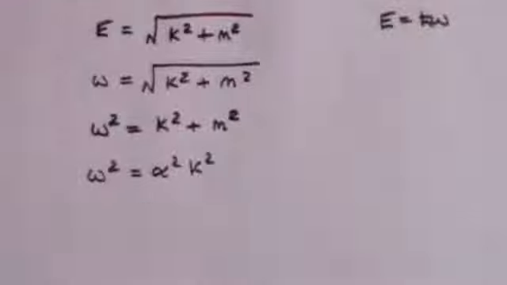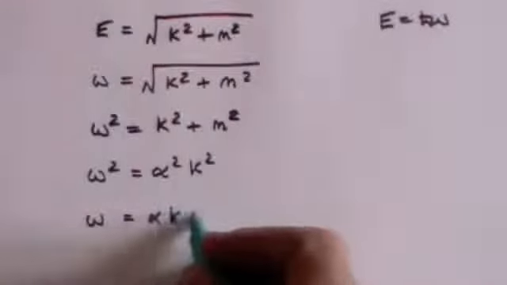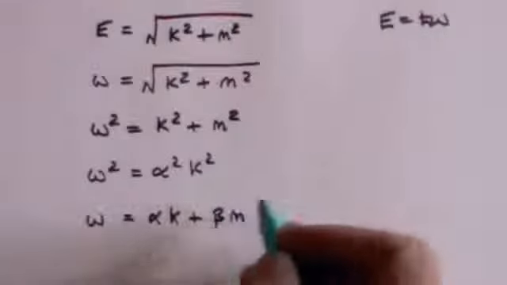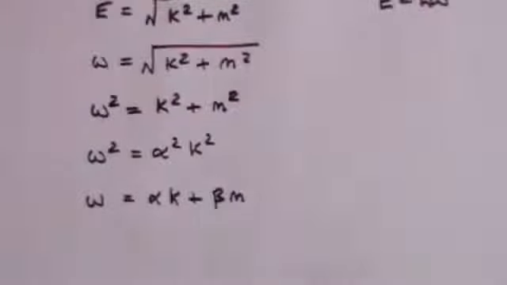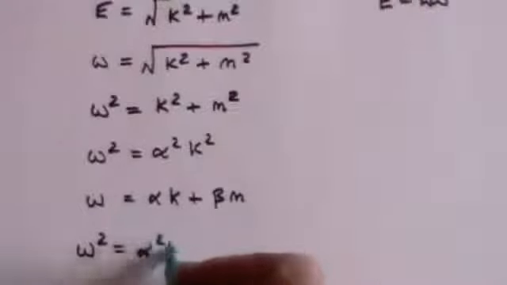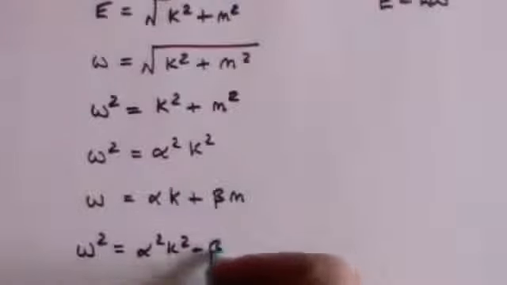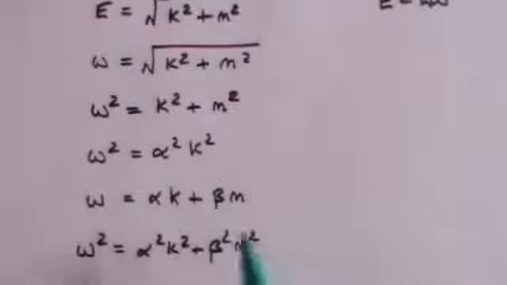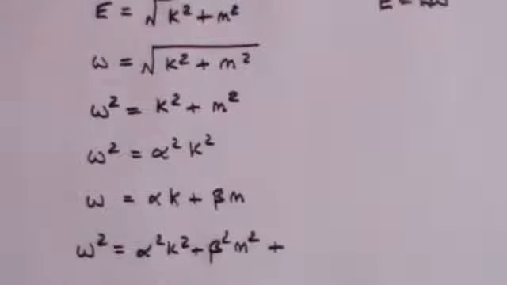So let's try the idea that omega might equal not just alpha k, but beta m, where beta is also a matrix, and m of course is just the mass. Well, if that's the case, if we take omega squared, we're going to get an alpha squared k squared term by squaring that. We're going to get a beta squared m squared term by squaring that, and then we're going to get a cross term by squaring.